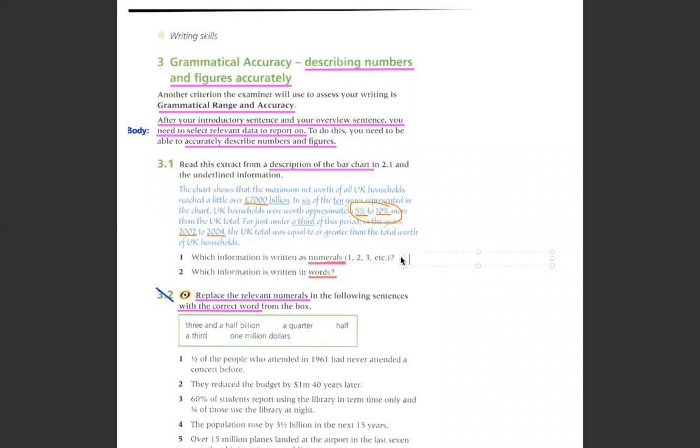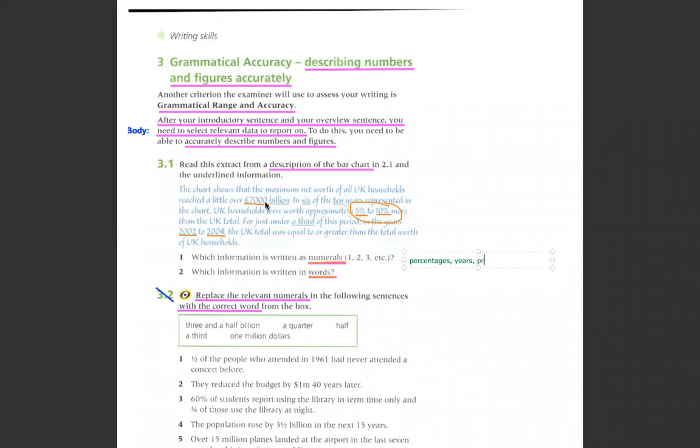They're percentages, okay. So whenever we write a percentage, we don't need to write it in words, we write it in numbers. What about these over here? These are years, okay, so years, we also write them in numbers. What about this over here? Is this a small number or a large number? It's a large number.